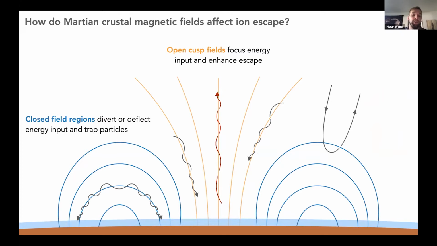And in some regions, you'll have closed loops of field that will deflect particles and trap particles within those loops. And then between those loops, you have cusp fields that are open to the solar wind and have this ability to focus energy input and have been shown in the past to also enhance escape of ions in those regions.